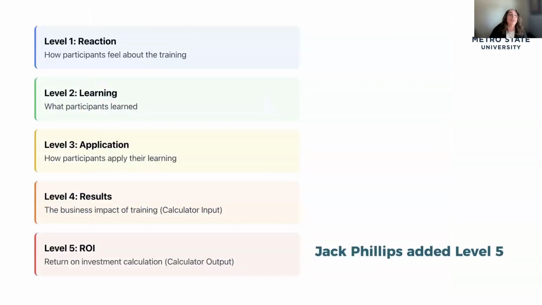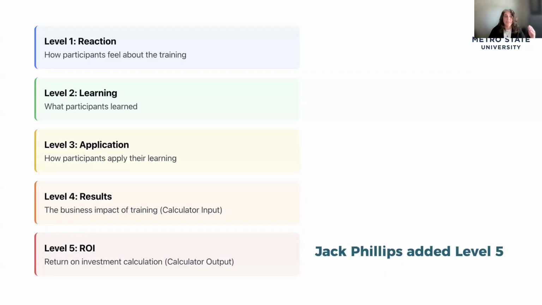So let's take a little bit further look at these. We just went over these, right? We said level 1 was reaction, level 2 is learning, 3 application, 4 results. Level 5 is where Jack Phillips added, and actually I think he and his wife together did this, level 5. And that was where we try to get to a return on investment.